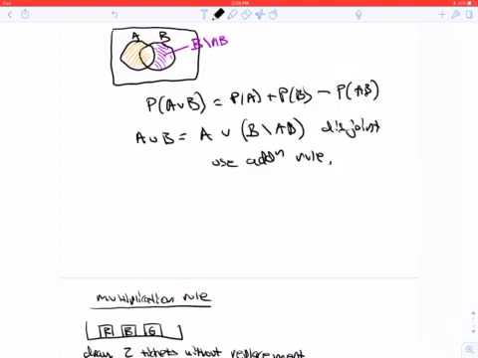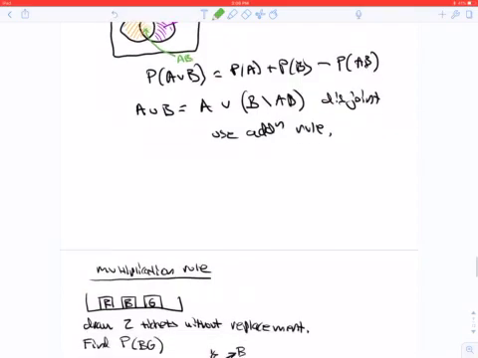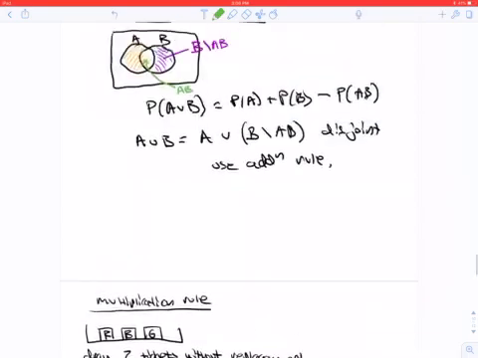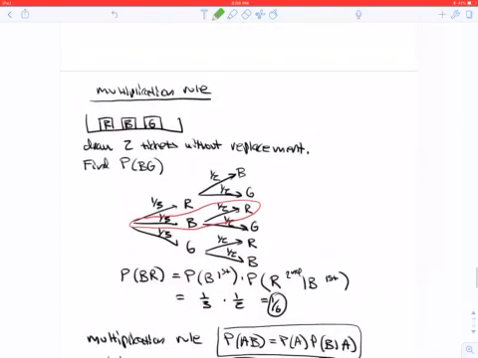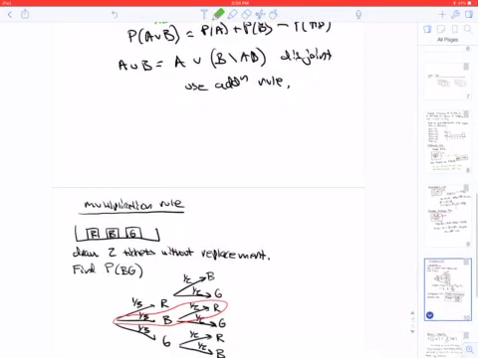So when I write A, B here, I mean the intersection. Oh, sorry, we didn't do this, so I will skip over this.